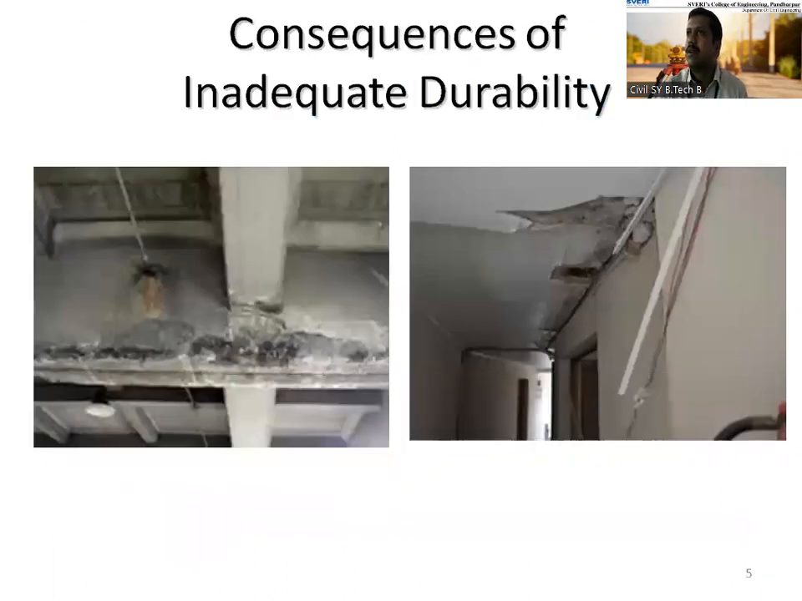So you can see some consequences of this inadequate durability. I will use the pointer for the same. Okay, see the pointer. See, the reinforcement has opened up, here you can see the reinforcement. The cover is gone completely, and the plaster inside the house has all peeled off. This is a column beam junction.